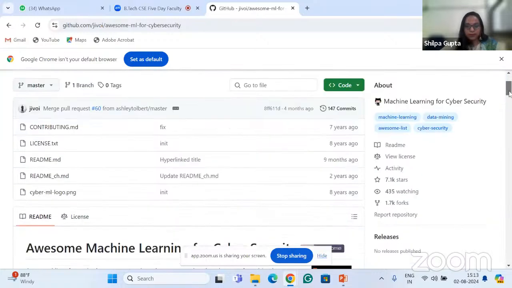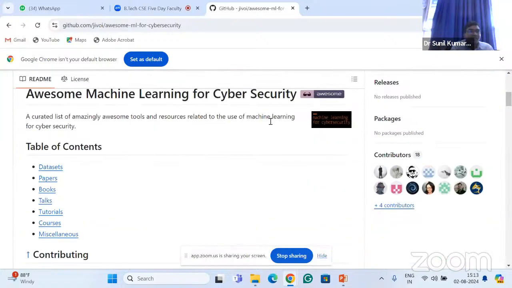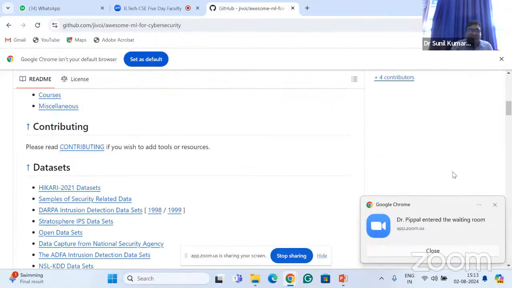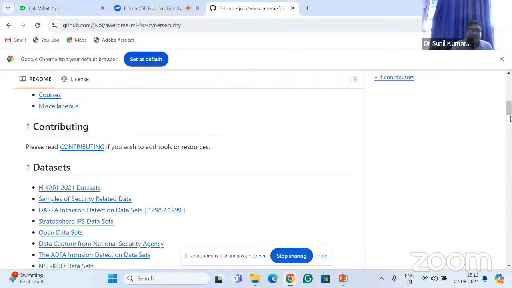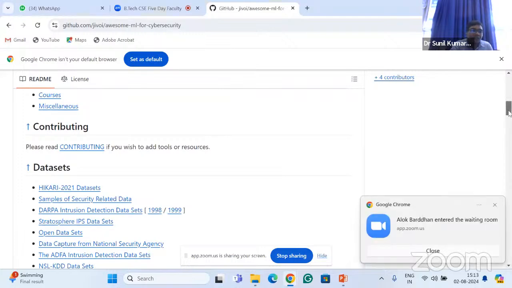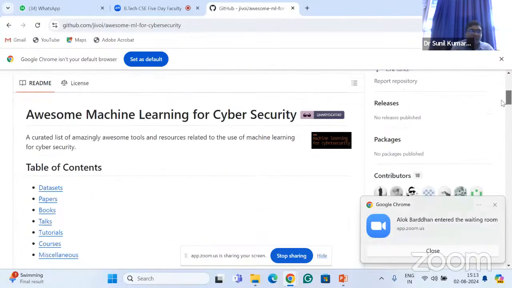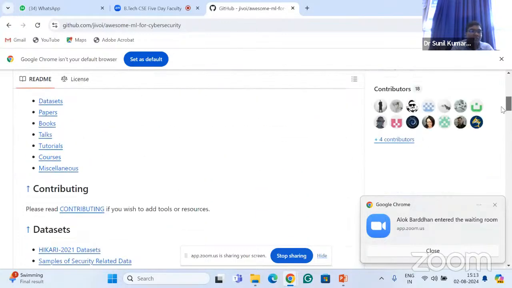Yeah, please. So you can see Awesome Machine Learning for Cyber Security. Multiple data sets are there, papers are there, books are there. As per the theme of this FDP, machine learning and security, you can find relevant material from this particular GitHub link.